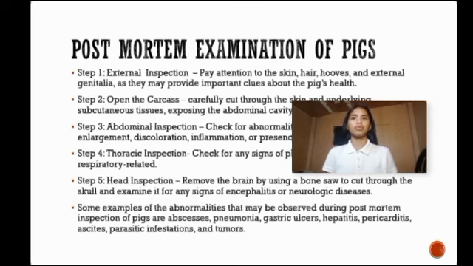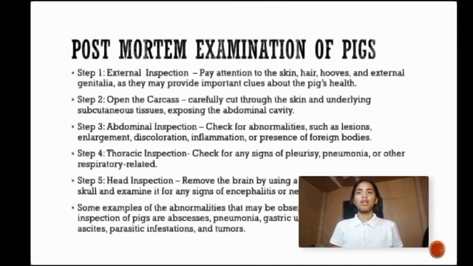Remove the brain by using a bone saw to cut through the skull and examine it for any signs of encephalitis or neurologic disease. To thoroughly assess the brain, it is necessary to remove it from the skull. This is typically done using the bone saw or a similar tool. Once the brain is exposed, carefully examine it for any signs of encephalitis, inflammation of the brain, or other neurological disease. Abnormalities in the brain can be indicative of serious health problems in the pig.